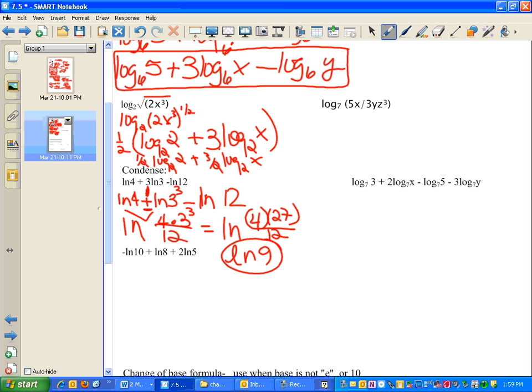Will you explain how you went from minus ln 12 to divided by 12? I'm going to have one ln statement for this whole thing. These two get multiplied. This thing, because it's being subtracted, has to drop down to the bottom.